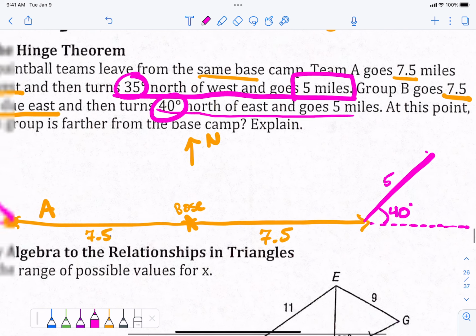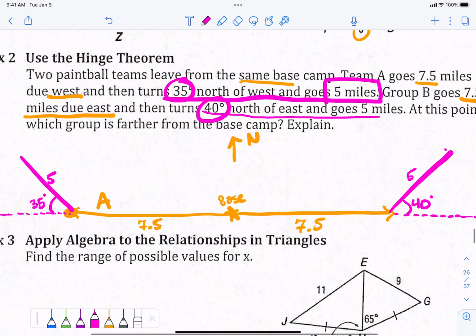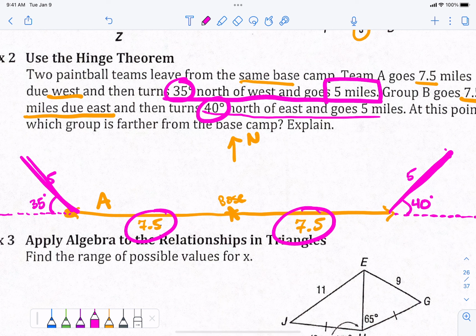So they're doing exactly the same. They're going the same distance as the first one: 7.5 this way and 5 this way, 7.5 this way and 5 this way. Got it? So our door and our frame, and our door and our frame, are all the same.